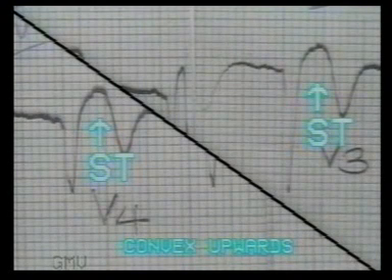This is ST segment elevation with inverted T wave. So the ST segment is convex upwards. This is the picture 1 to 2 days after an acute attack of myocardial infarction.